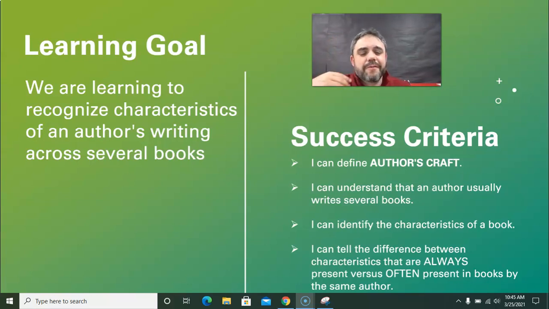1, I can define author's craft, which is a big overarching idea we're going to talk about this week. 2, I can understand that an author usually writes several books. 3, I can identify the characteristics of a book. And a big one here, I can tell the difference between characteristics that are always part of a book, or always present, versus often present in books by the same author. All right, we got a lot to cover today.